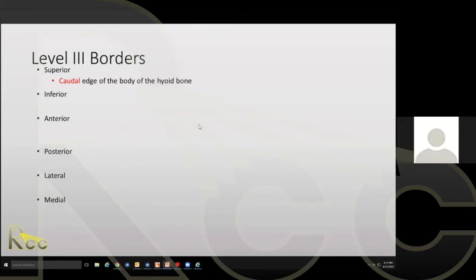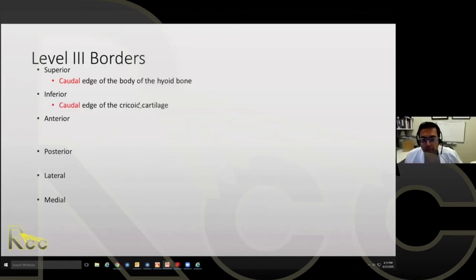The caudal edge of the cricoid cartilage. You're right, and we're going to go over this a little bit, but most guidelines do not tell you what part of the cricoid cartilage. I always use the posterior aspect because I think that's an easily identified landmark, which I'll review with the group here.